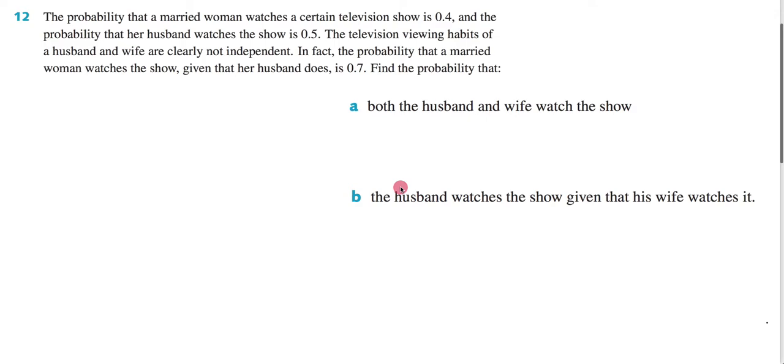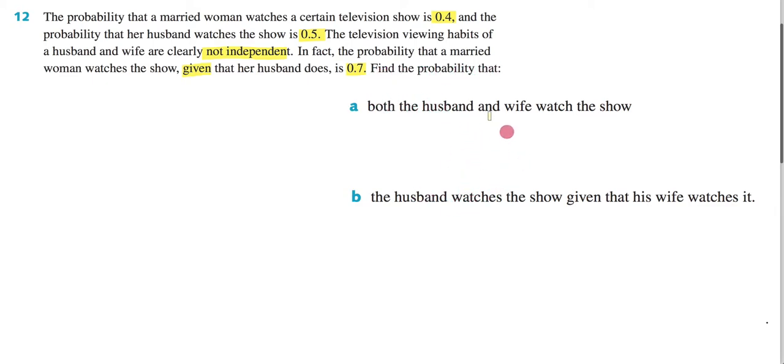Alright, so we're doing exercise 9G and we're now up to question 12, which reads: the probability that a married woman watches a certain television show is 0.4 and the probability that her husband watches the show is 0.5. The television show viewing habits of a husband and wife are clearly not independent. In fact, the probability that a married woman watches the show, given that her husband does, is 0.7. Find the probability that, and then we have these two questions.